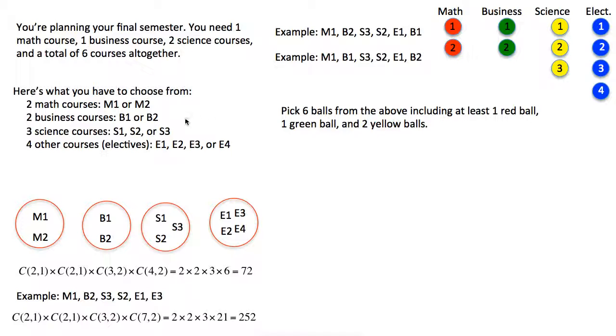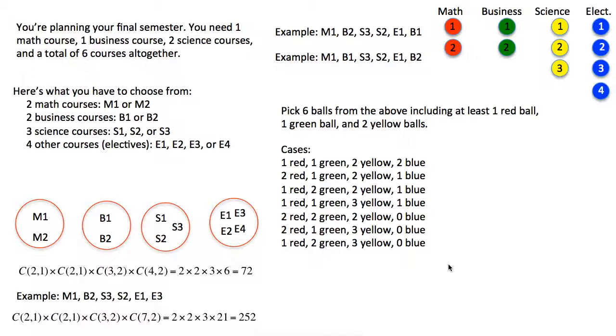the same math problem as counting the number of ways to plan your final semester, this original scenario that we started looking at. We've reformulated the problem in terms of the colored balls and counting the number of ways to pick 6 meeting these requirements. The way I'm going to look at this is pretty cumbersome. I don't like this solution, but I can't think of an easy solution that works here.